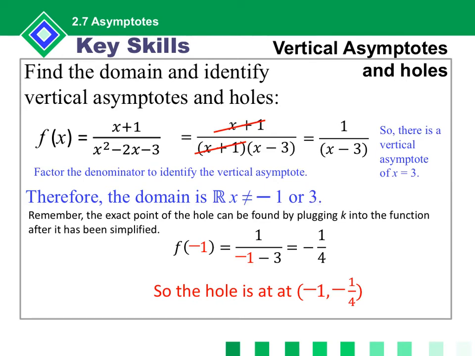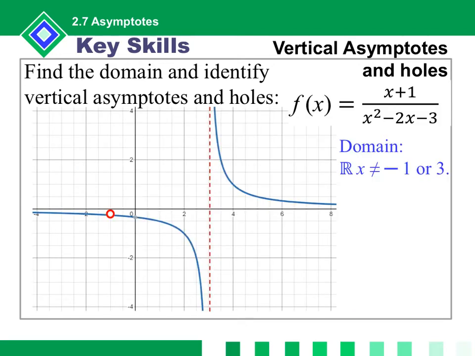To know the specific location of the hole, I take negative 1, which is the location of the hole. I plug it into the simplified function, and I get negative 1 over 4. And here we go, that's where the hole is located. And so when I graph it, this is how it's going to look.